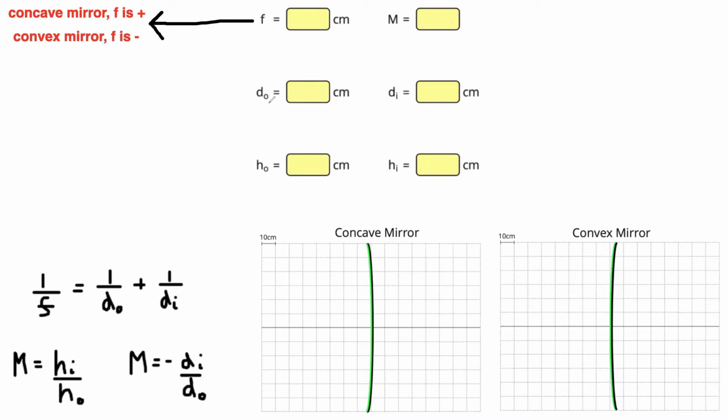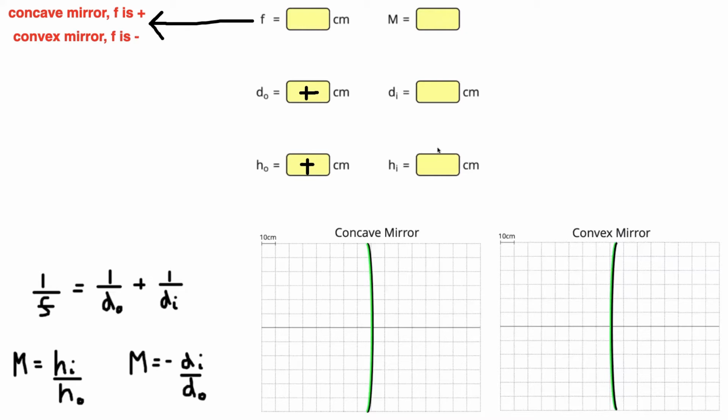Then we have our object distance and object height. Both of those are always defined as positive. That's because we're always going to be drawing our object in front of the mirror on the left-hand side, somewhere over here, and we're always going to be drawing it pointing upwards in that kind of positive section of our drawing. So both of those are going to be defined as positive.